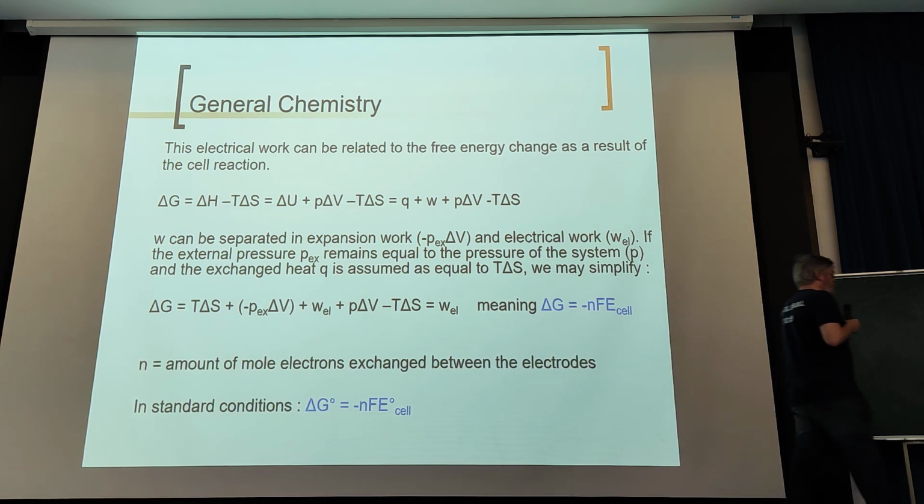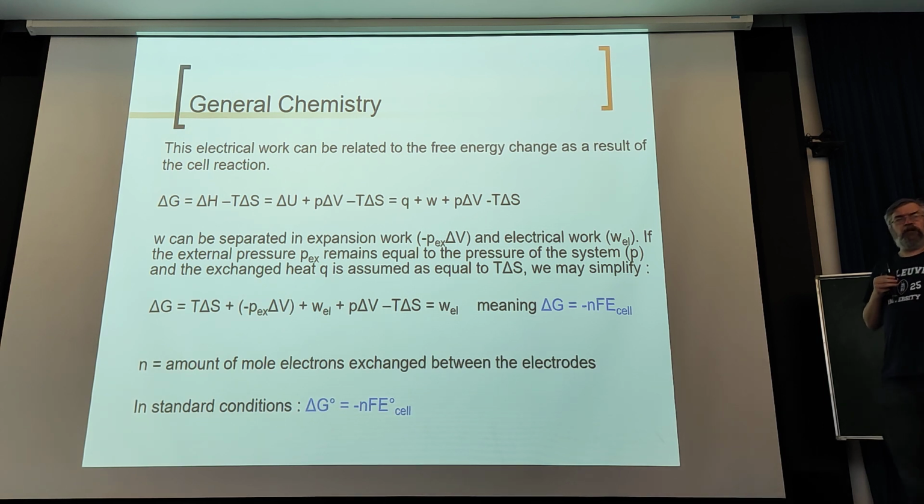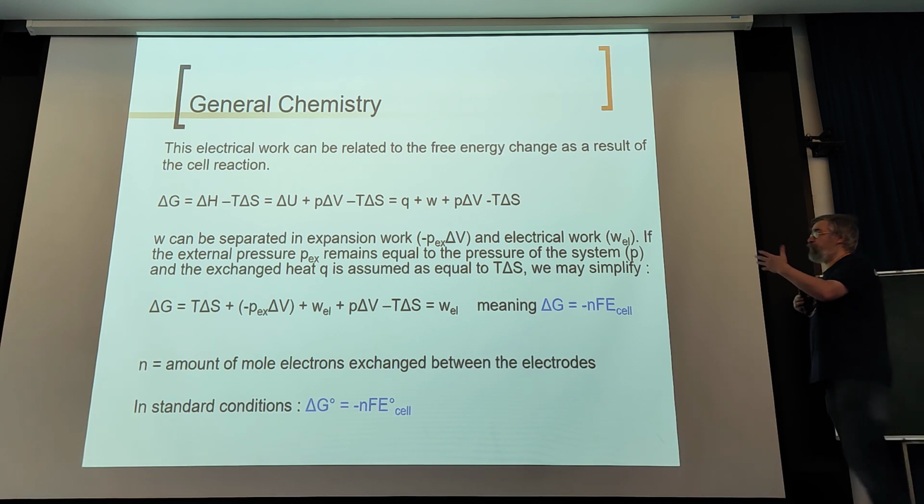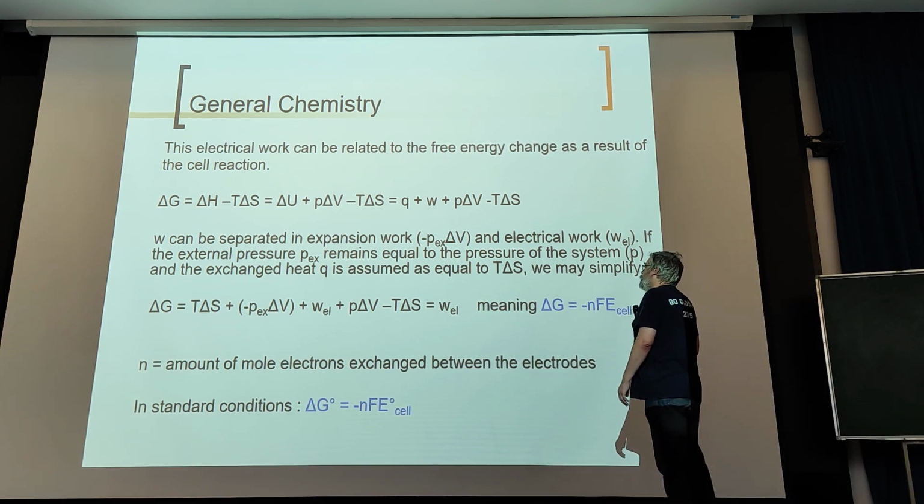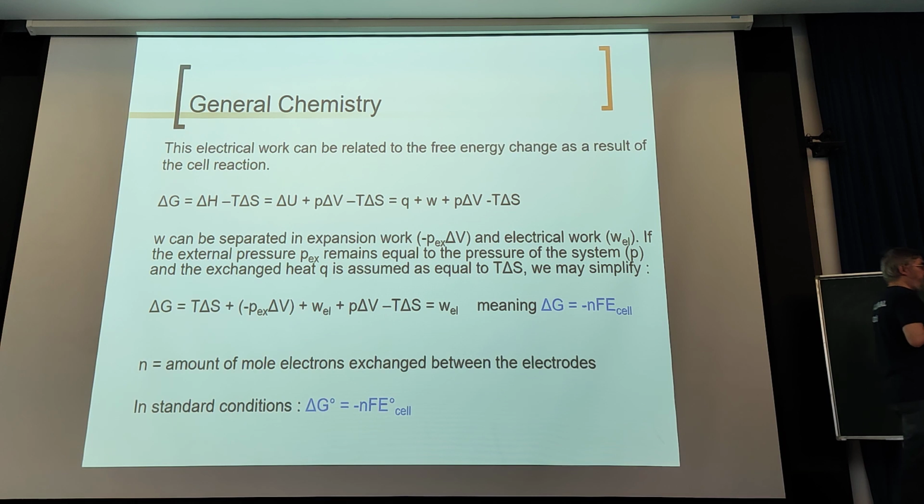Now, if you look at the formula that we have seen earlier for the free energy, delta G, which is delta H, the enthalpy, minus T delta S, the entropy, and we can split up the enthalpy in internal energy, difference of internal energy, and the term P delta V. And we know that delta U can be divided into heat and work, Q and W. And Q actually is T delta S.